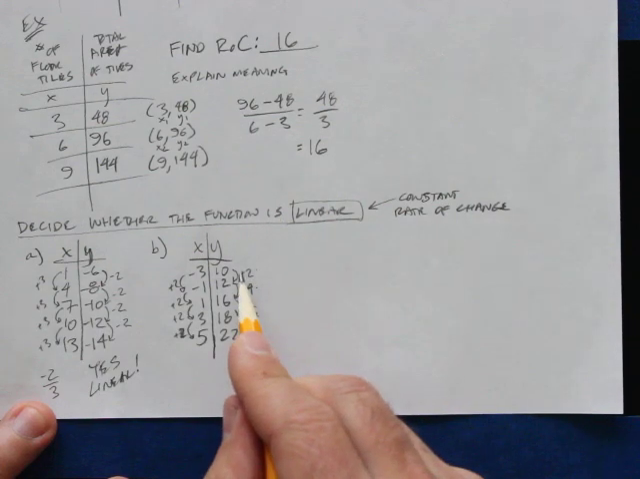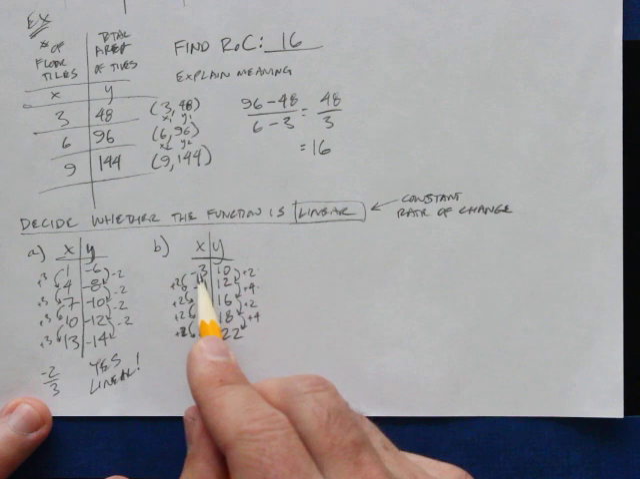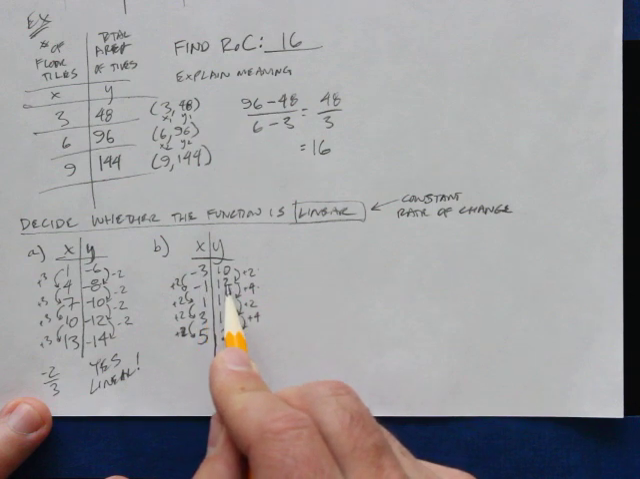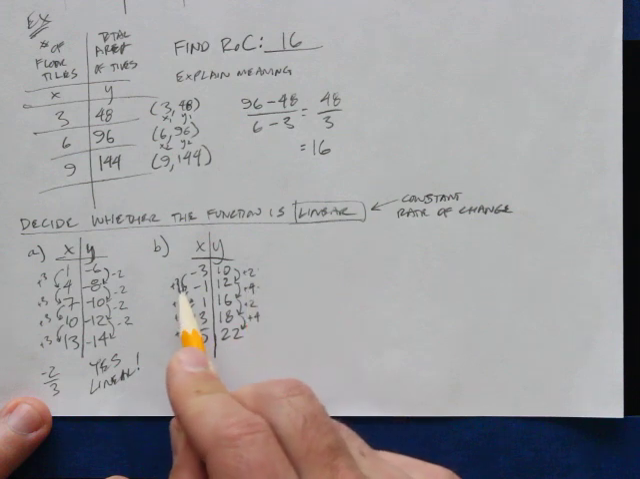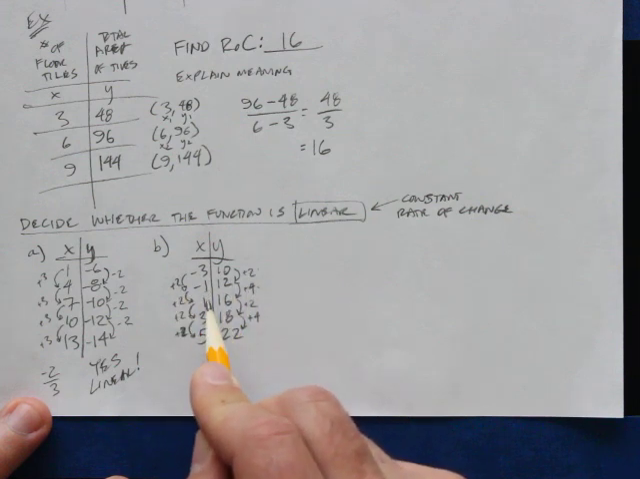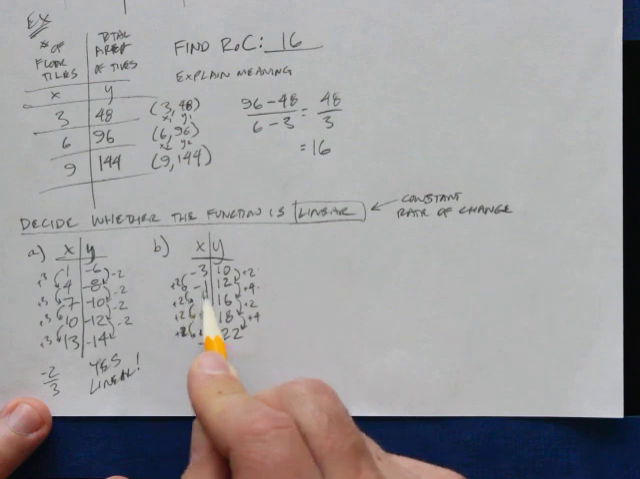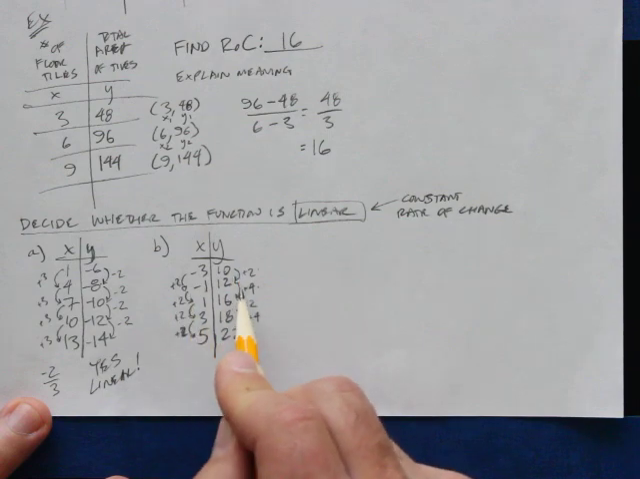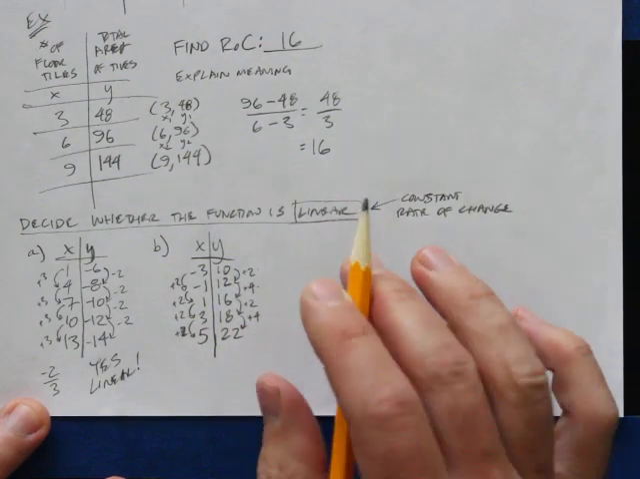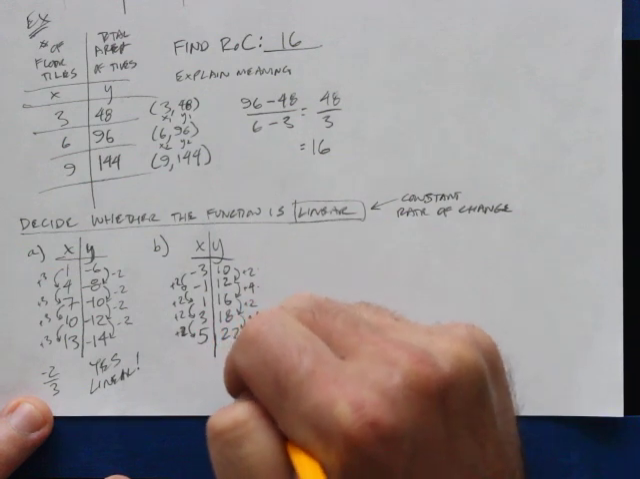So our slope, or our rate of change between these 2 points, -3, 10 and -1, 12, is 2 over 2. But our rate of change between these 2 points, -1, 12 and 1, 16, is 4 over 2. So these ones have 2 over 2, this one has 4 over 2. The rate of change is not the same, so these are not linear.